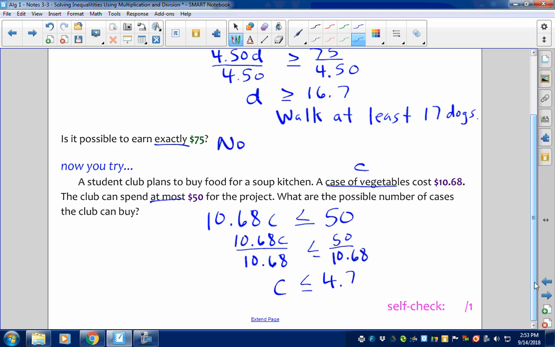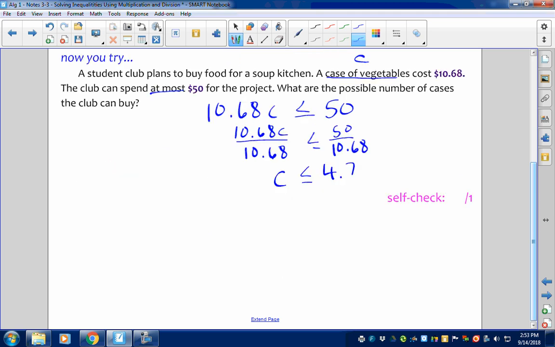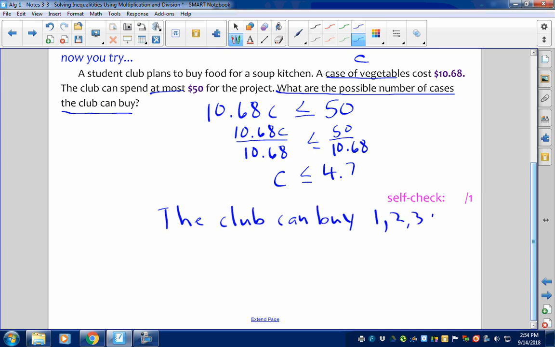So when they ask the question here, what are the possible values or possible number of cases the club can buy? The club can buy anything less than or equal to 4.7. If we can only buy whole cases, the club can buy 1, 2, 3, or 4 cases.